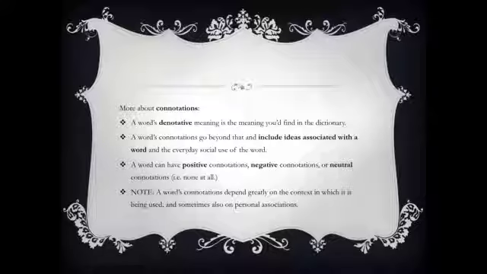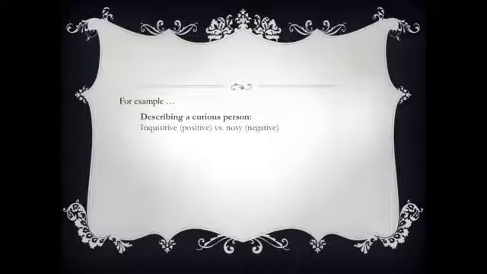In most cases, you can say for a fact that certain words have positive connotations and certain ones have negative connotations. But sometimes it does also depend on a person's own associations with that word and also the context in which it's being used. So for example, describing a curious person, you could say that they are inquisitive, which is a positive way to describe someone. It's a word with positive connotations. Or you could say that they're nosy. When we say someone is nosy, we usually mean that in a negative way. So the word nosy has negative connotations.